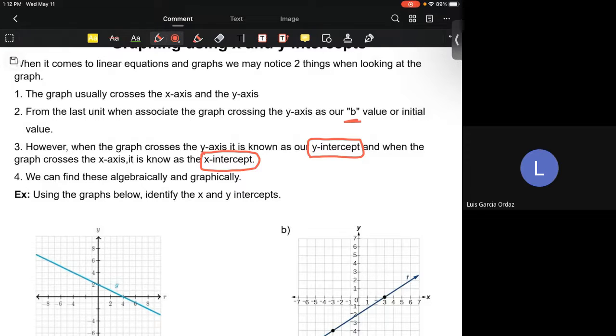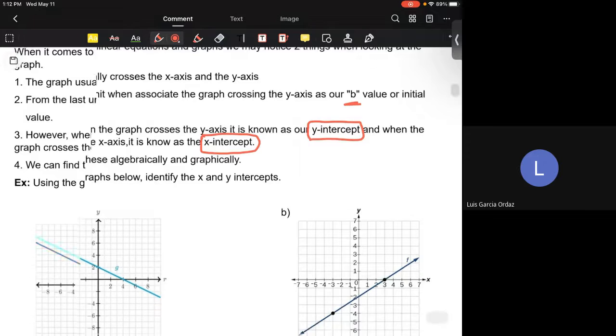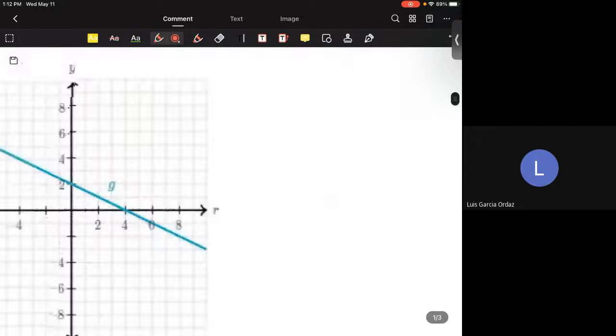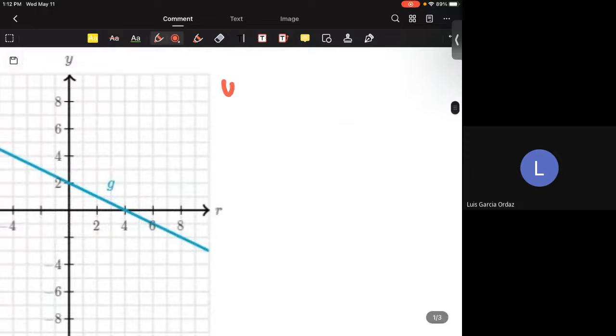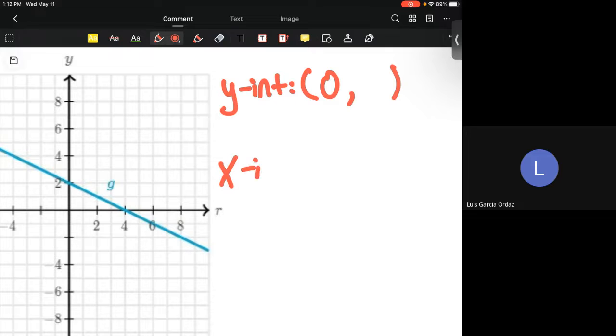So we can find these algebraically and graphically. So when we have our X and our Y-intercept, we write it as our X value is always going to be 0, and then whatever number crosses the Y-axis. For my X-intercept, it's whatever number crosses the X-axis, and 0 is my Y.